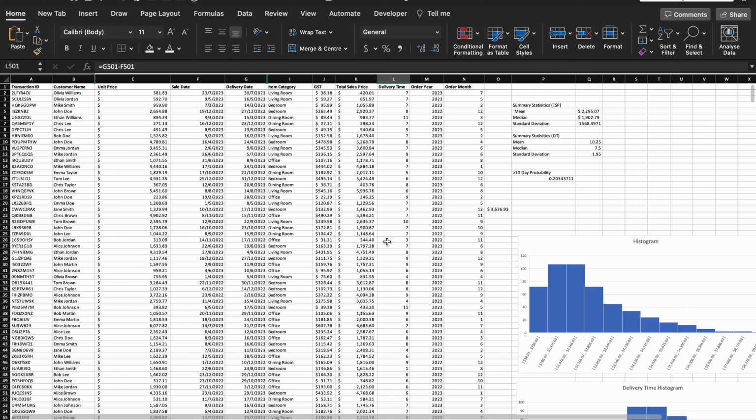And then for the final step, I calculated the mean, standard deviation, median for both the total sales price and the delivery time, and then I calculated the probability that the delivery time would exceed 7 days.